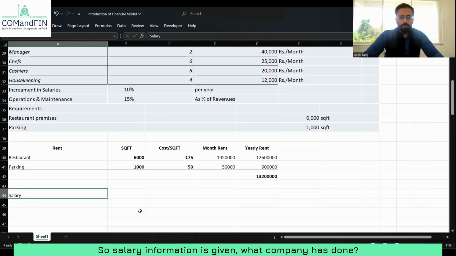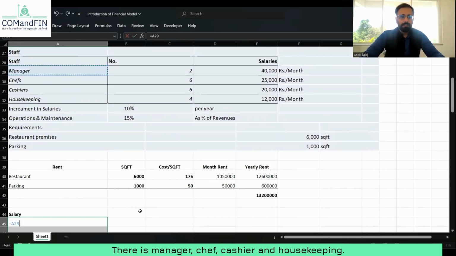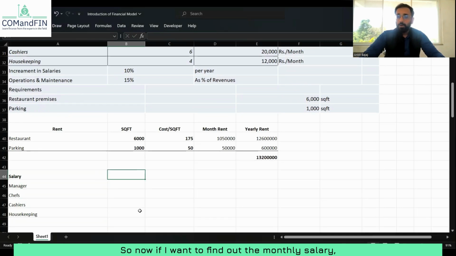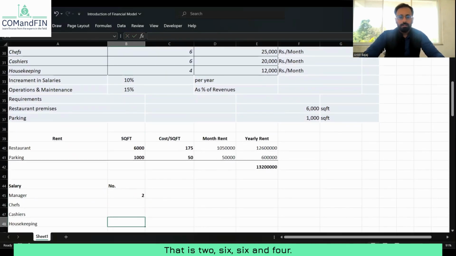So salary information is given. The company has hired various types of employees, that is manager, chef, cashier, and housekeeping. Now if I want to find out their monthly salary, first I have to write down the number of employees the company has hired. So here you can see numbers are given, that is 2, 6, 6, and 4.